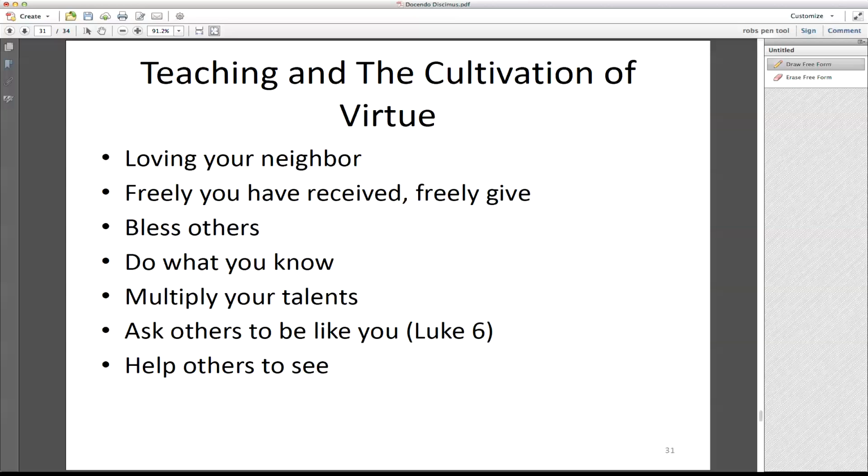How so? How can that be helpful to make them a more virtuous person, to acquire habits that enable them to be good students and actually better people? Well, it's loving your neighbor, for one.